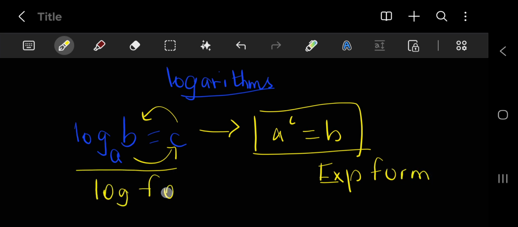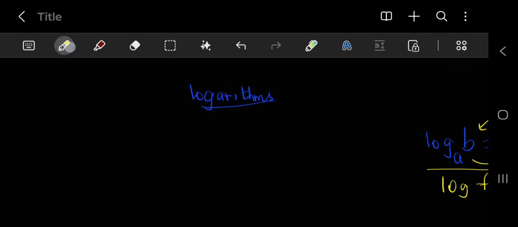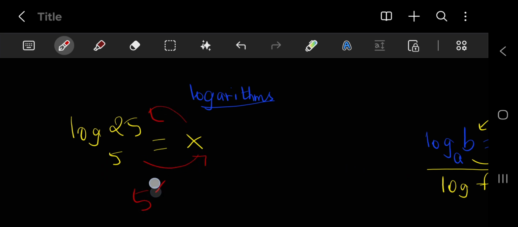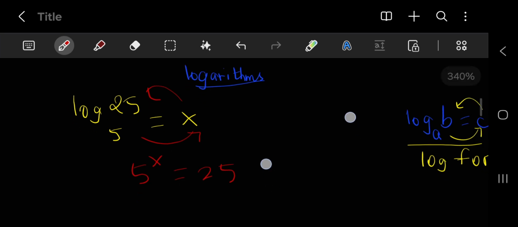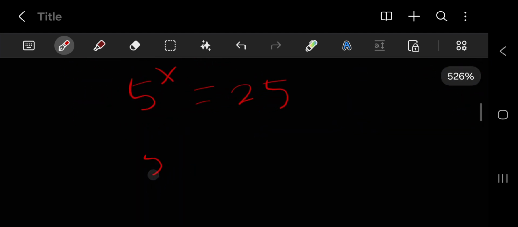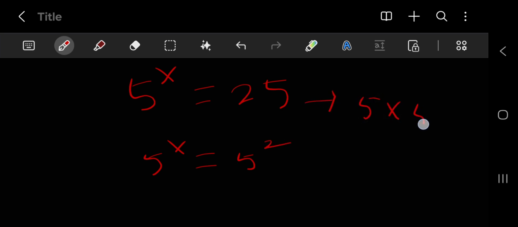Yeah. So let's keep it aside and do some questions, that is log 25 base 5. How to calculate this? I'll take it as a variable, that is x. We know that in exponent form it will be 5 power x is equal to 25. So we know 5 power x is equal to 5 square, because 25 is equal to 5 into 5. So upon cancelling the bases, x is equal to 2.